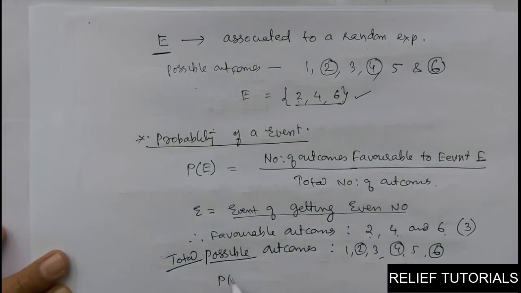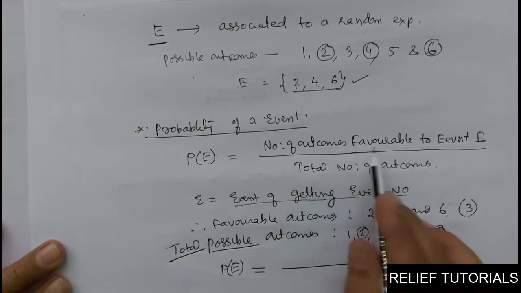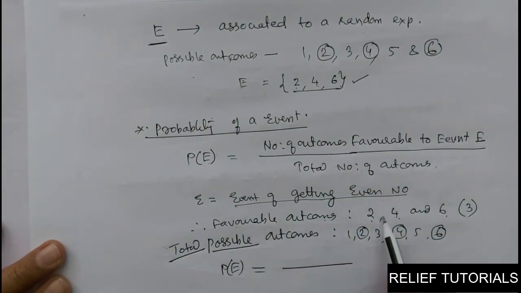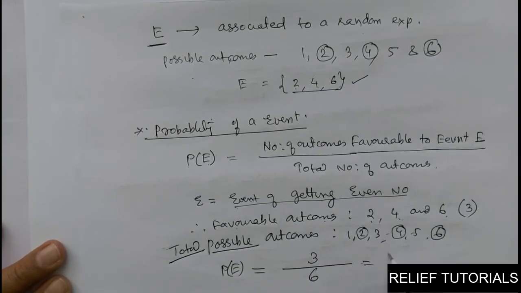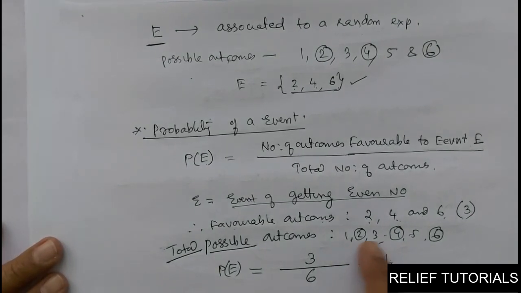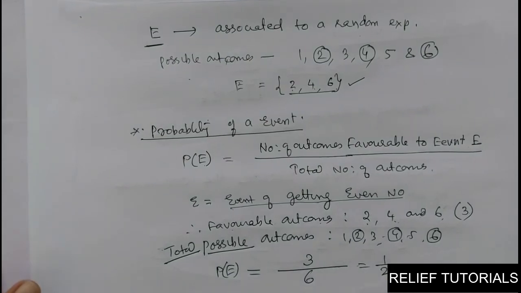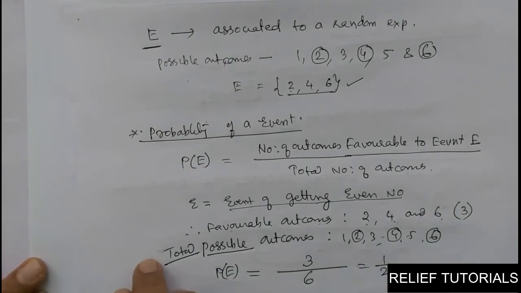Now how will you find the probability of event E? The number of outcomes favorable to event E is 3, out of 6 total outcomes. So 3 out of 6, that is half. This is our probability, half. Similarly, for the event of getting an odd number, odd numbers are 1, 3, 5. That will be 3 outcomes out of 6, so the same probability, half. Clear? So this is about the probability of an event.